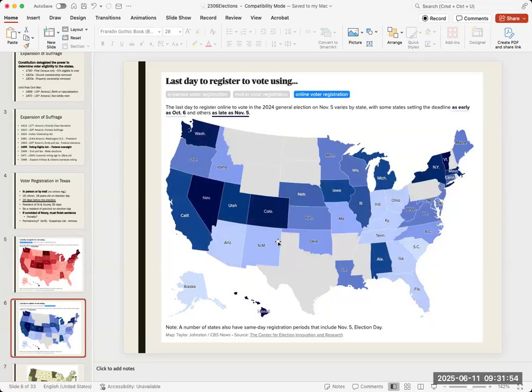Some states will actually let you register online. In fact, most states allow online voter registration. You can see the ones in gray are like Texas. They do not allow online voter registration, but they'll also have cutoff dates for online registration if they do allow that.